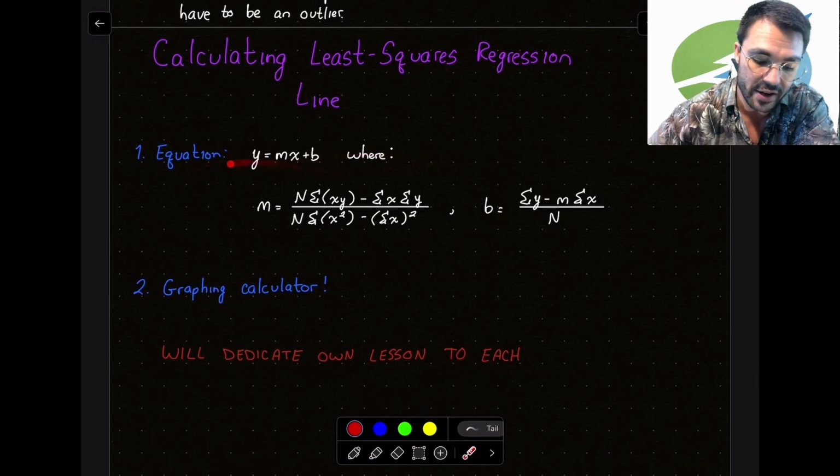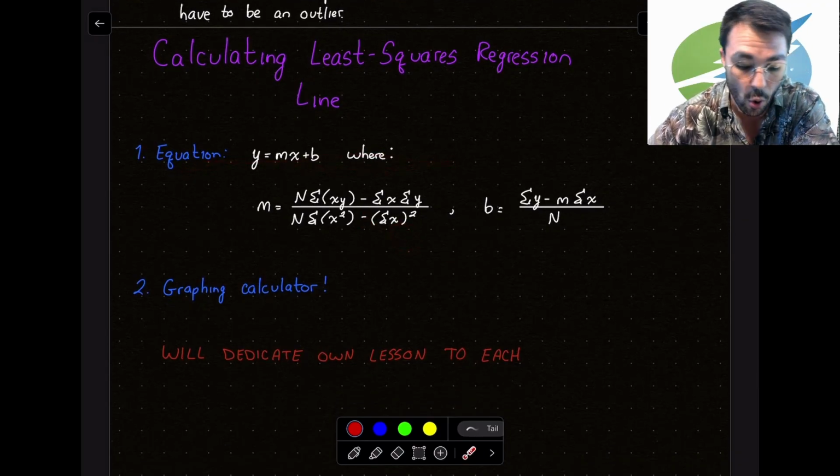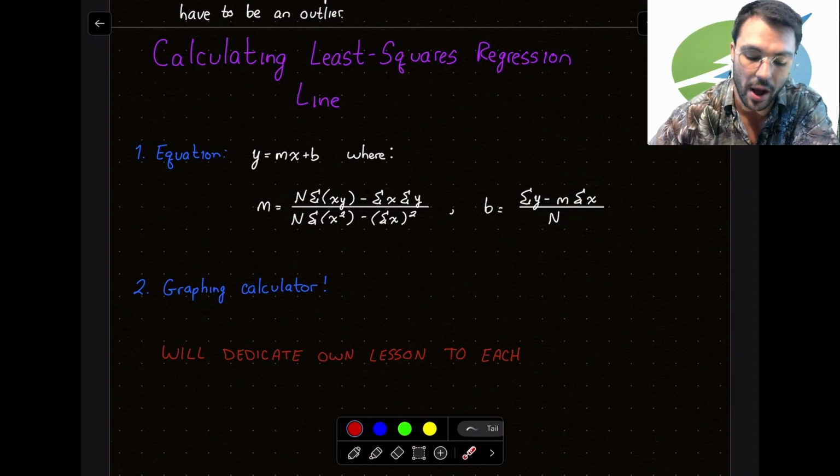So we can find it with an equation and some given data, or we can use a calculator. I will show you how to do this in a separate video as well with the TI-84.